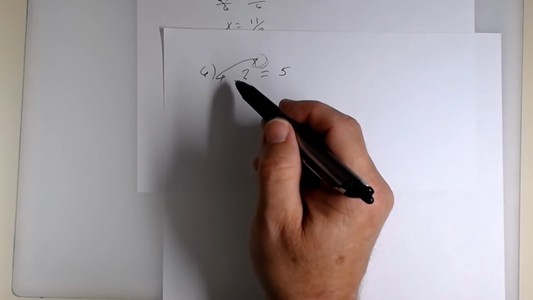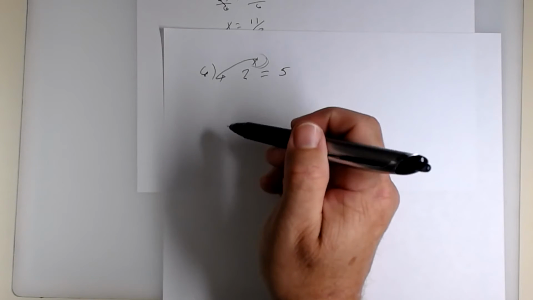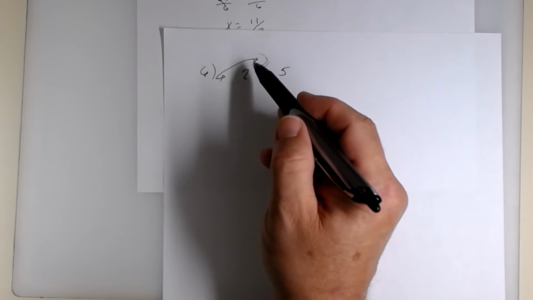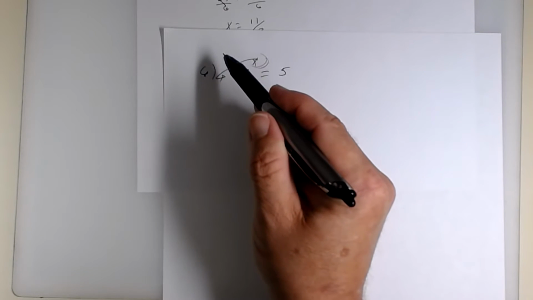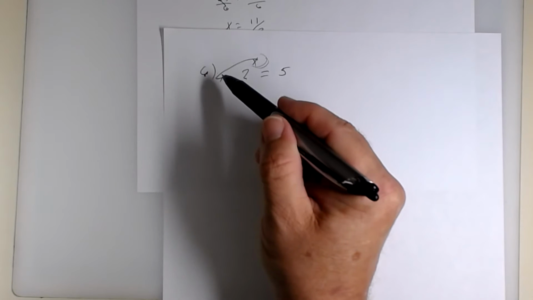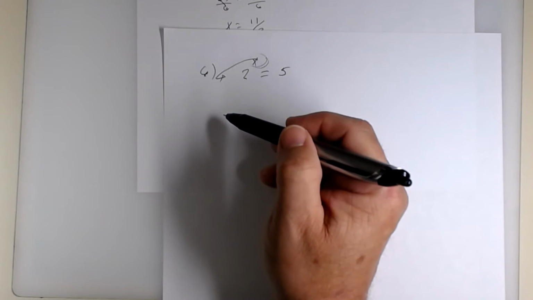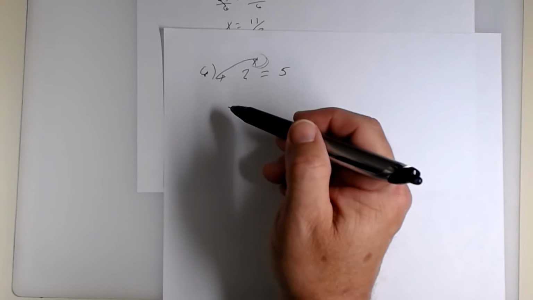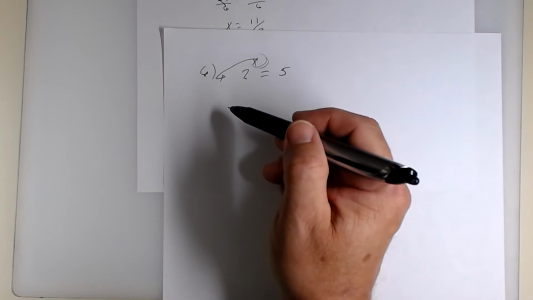What needs to be there, though? A log needs to be involved here in order to take the variable out of the exponent. I've got to solve for x. So what allows me to do that is a logarithm. A logarithm allows me to do that.